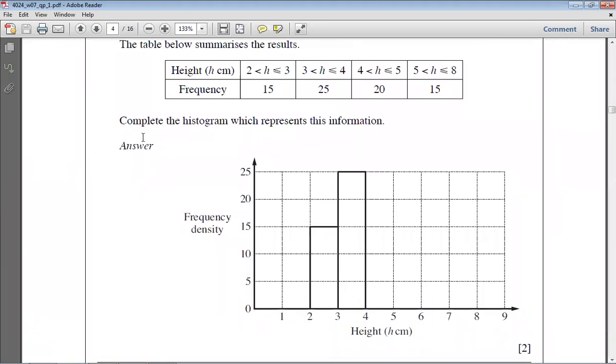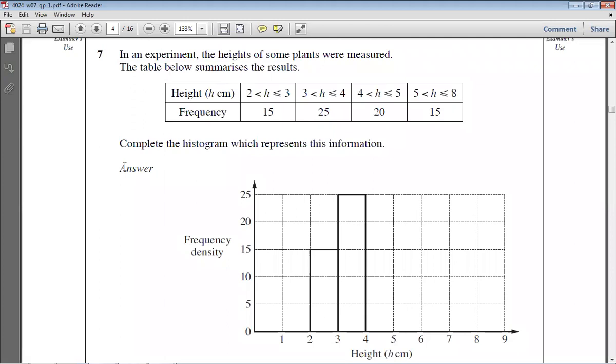So this is a 2-mark question. This is question number 7. In an experiment, the heights of some plants were measured. The table below summarizes the results. So here you have the heights from 2 centimeter to 3 centimeter, you have 15 such plants. 3 centimeter to 4 centimeter, you have 25 such plants. 4 to 5, you have 20 plants. 5 to 8 centimeter high plants, there are 15 such plants. So complete the histogram which represents this information.